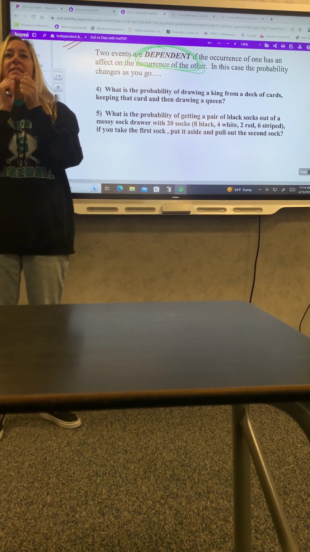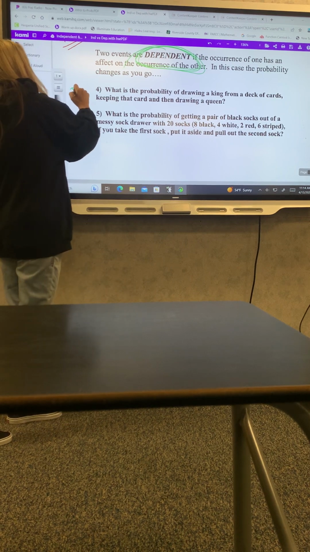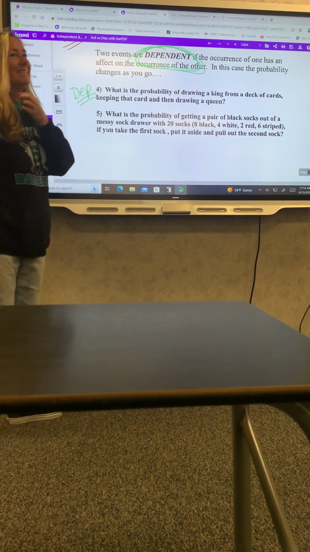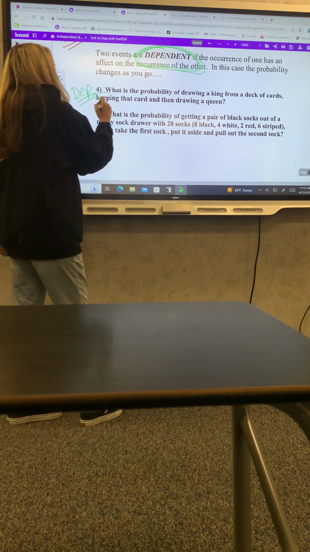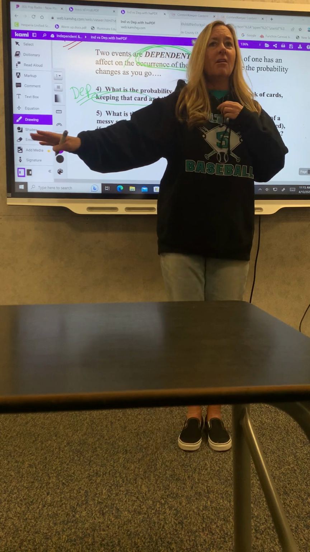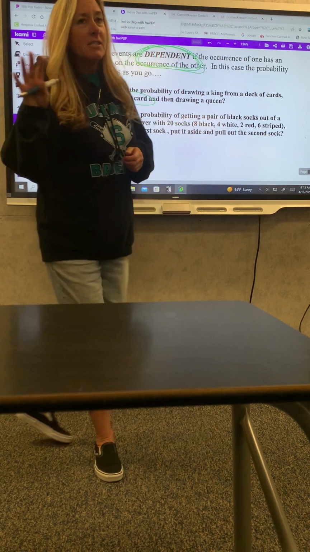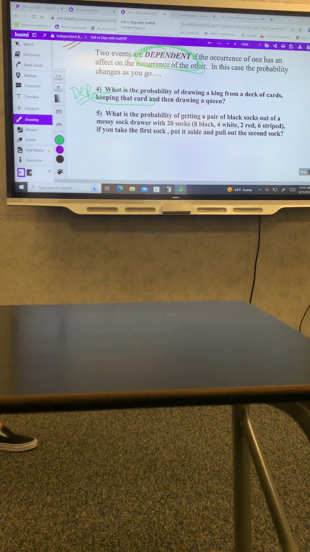That's a good hint. Is that independent or dependent? That's dependent. What's the key word that makes it dependent? Keeping the card. Because as soon as you keep the card, it changes the cards that are left. Does that make sense? Like there's not the same amount of cards left. So it changes it, it's dependent.